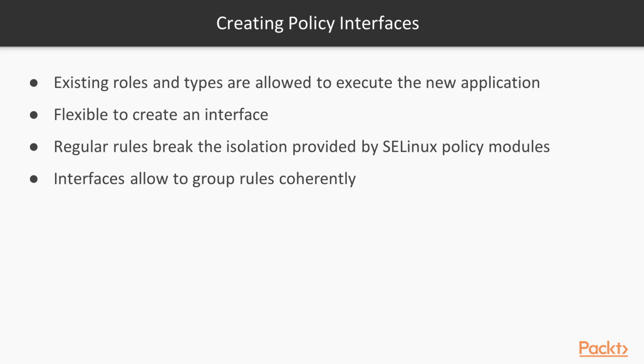When we're building a policy for end-user applications, we'll eventually need to tell SELinux that existing and new roles and types are allowed to execute the new application. Although we can do this through standard SELinux rules, it's much more flexible to create an interface for this. Regular rules that refer to several types break the isolation provided by SELinux policy modules. Interfaces allow us to group rules coherently.